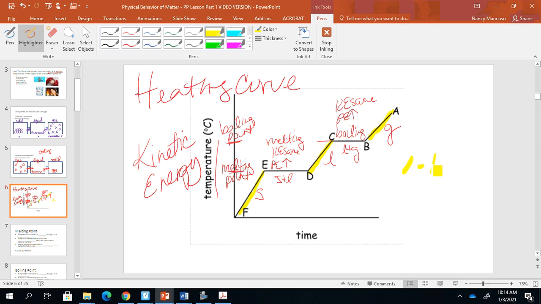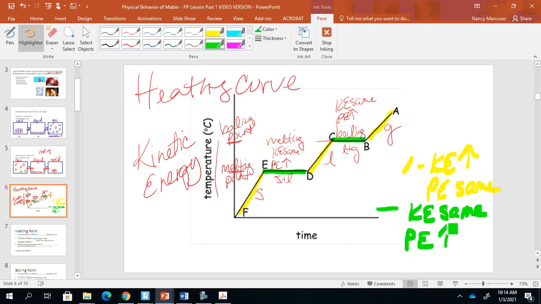This is going to represent my kinetic energy is going up and the potential energy is going to stay the same. I'm going to take this green color and show here and here on those sections, the kinetic energy stays the same and the potential energy goes up. And it'll also help you if you remember that temperature is a way to measure kinetic energy. It'll help you with that part of the graph.